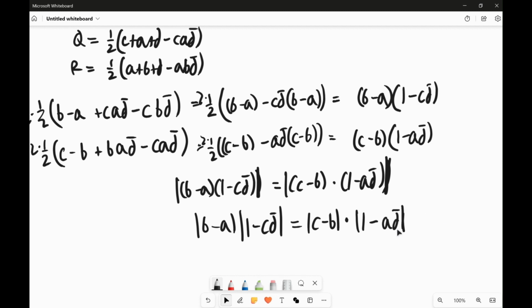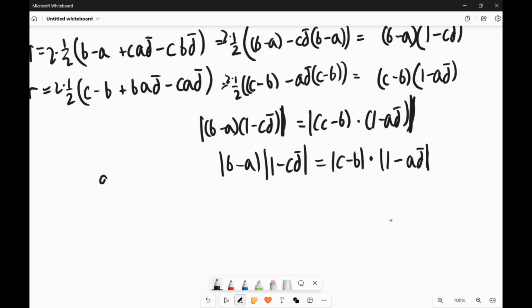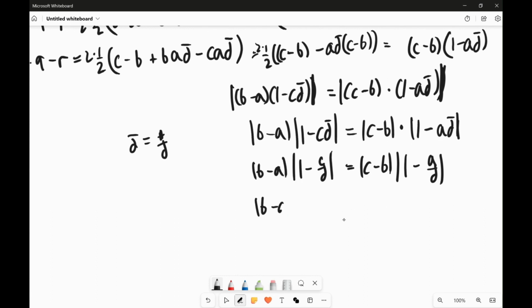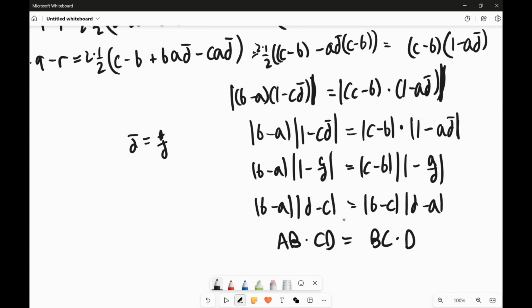Now what? How can we get this D conjugate out of the expression? Well, now we recall that D conjugate is equal to 1 over D because D lies on the unit circle. So we end up getting B minus A times 1 minus C over D is equal to C minus B times 1 minus A over D. Then if we multiply both sides by the magnitude of D, which equals 1 by the way, this ends up being B minus A times D minus C is equal to B minus C times D minus A. And in terms of length, this is just equal to AB times CD is equal to BC times DA. So this is the grand condition that we have.